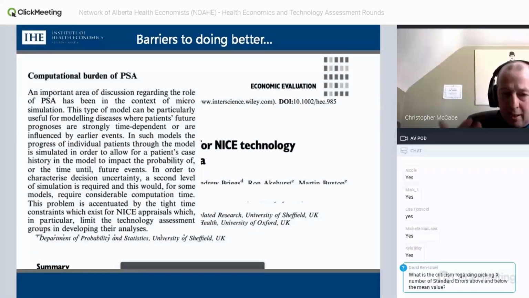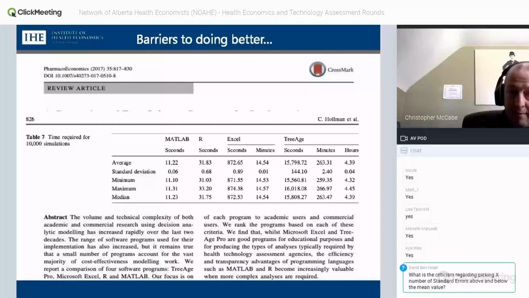This is, again, a quote out of the paper, and it says, in order to characterize decision uncertainty, a second level of simulation is required, and this would, for some models, require considerable computation time. And that was undoubtedly true. What I would say since then is actually that's no longer the case.